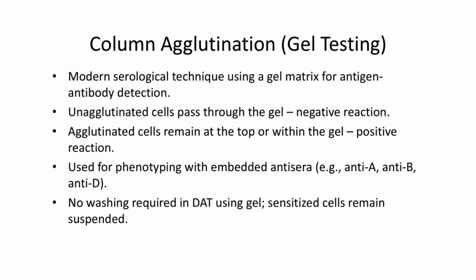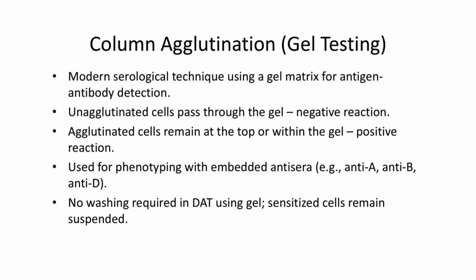When a sample is centrifuged, unagglutinated red blood cells are small enough to pass through the gel and settle at the bottom of the column, indicating a negative reaction. In contrast, agglutinated cells, which are clumped together due to antigen-antibody binding, are too large to pass through the gel. These cells either remain at the top or are partially suspended within the gel, depending on the size of the agglutinates. This pattern signifies a positive reaction.